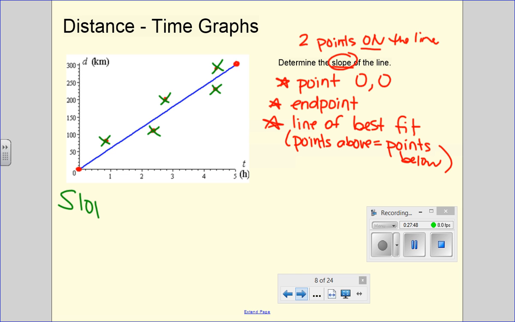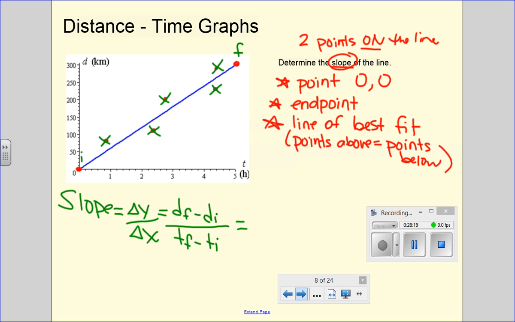So if we were going to figure out slope, we know that we're always doing the change in y over the change in x, the rise over the run. In this graph, that's final minus initial distance over final minus initial time. So I need to remember that's my final point, that is my initial point. So the one that's on the left is always initial, the one that's on the right is always the final point.